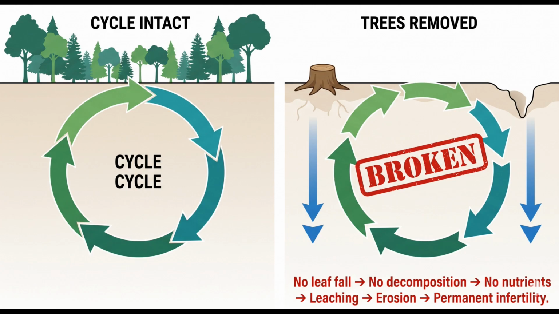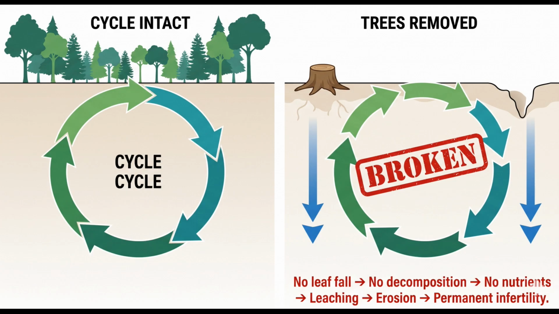Meanwhile, the rainfall continues. But with no roots to intercept it, every rainfall event leaches whatever tiny residual soil nutrient there is further downward out of reach. And the rainfall that used to be intercepted by the canopy now hits bare soil at full force, stripping away the thin topsoil through erosion. Within 2 to 3 growing seasons, the soil is completely infertile.